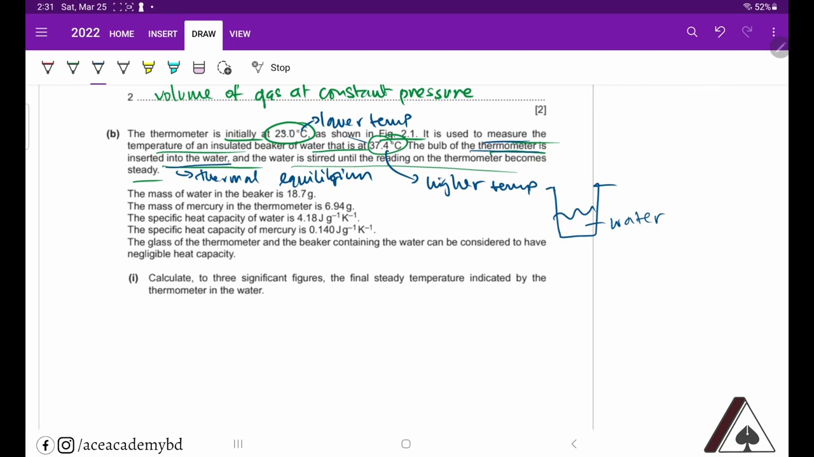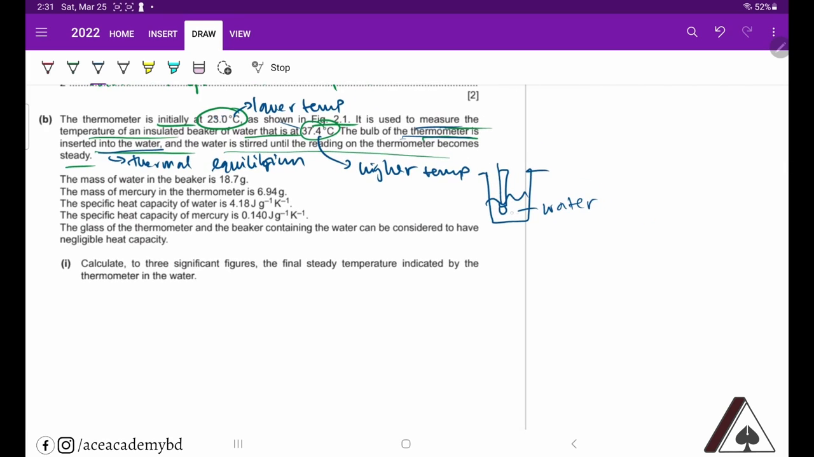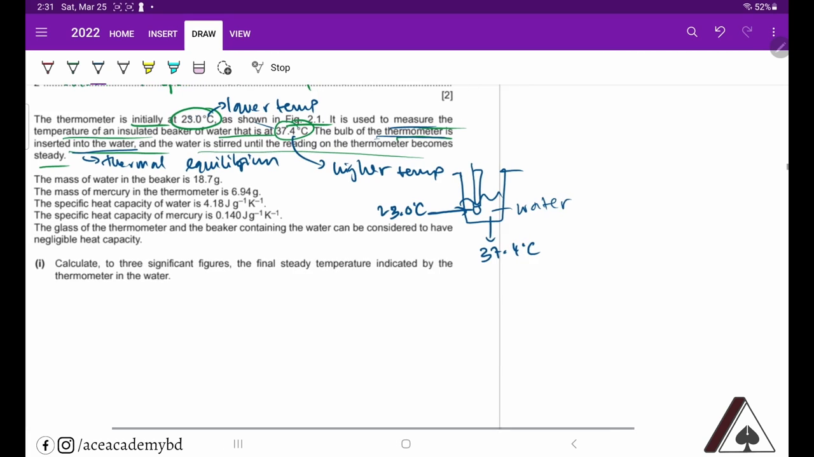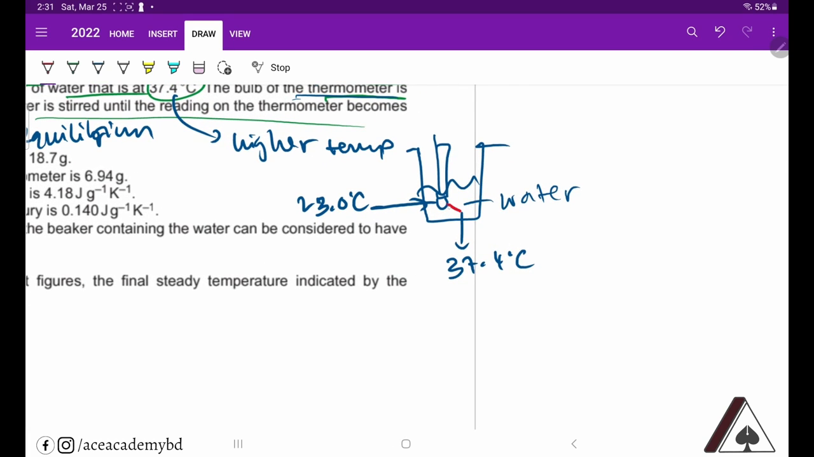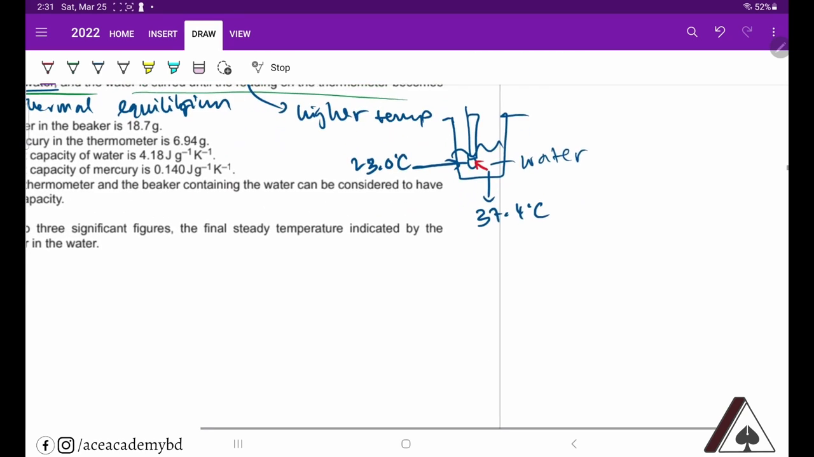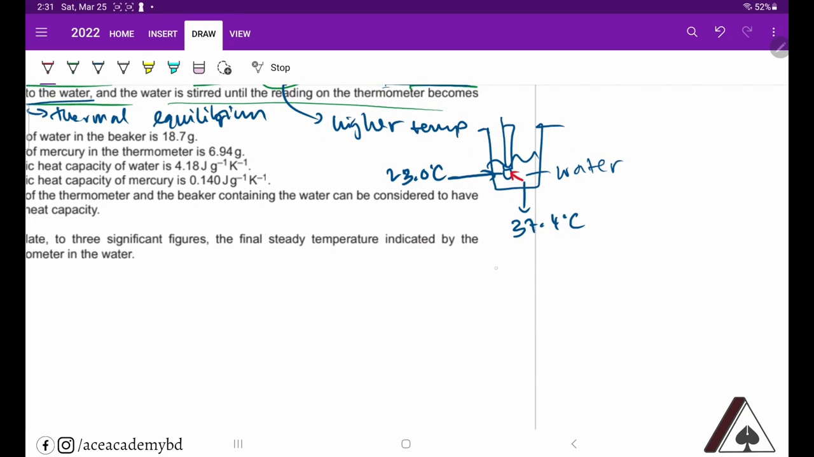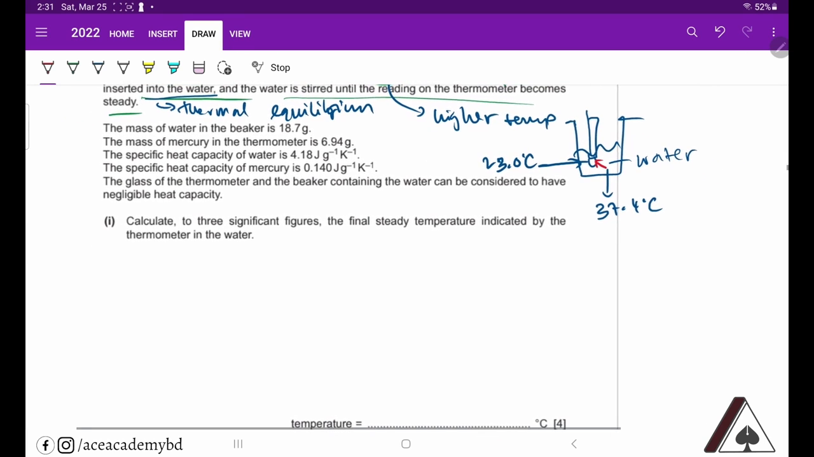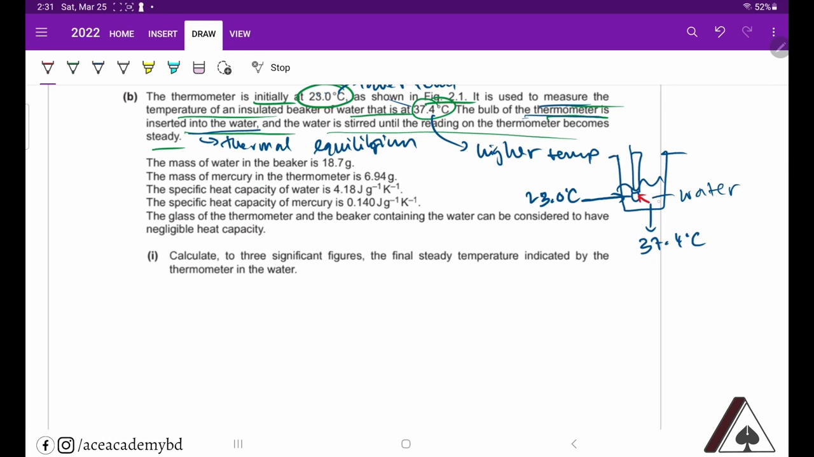And then what happens is that once you insert the bulb of this thermometer into this water, the water's temperature is higher at 37.4 degrees Celsius and the thermometer has an initial temperature of 23.0 degrees Celsius. So basically thermal energy is going to flow from the hotter temperature to the cooler temperature. And this is going to happen until thermal equilibrium is reached. And we know that thermal equilibrium is reached at a steady temperature. So this is basically what is happening. Heat transfer is happening between the water and the bulb of the thermometer until the temperature on both sides becomes constant. Okay, now let's see what they have said.